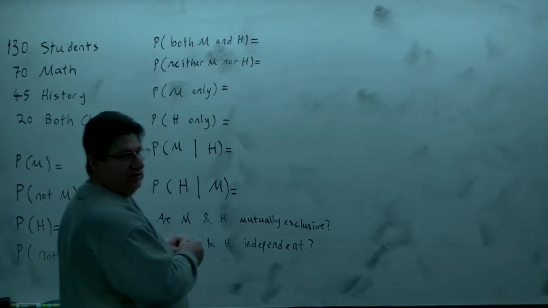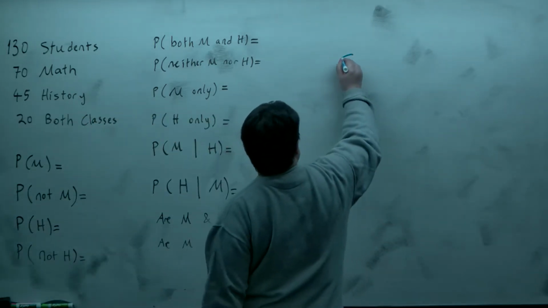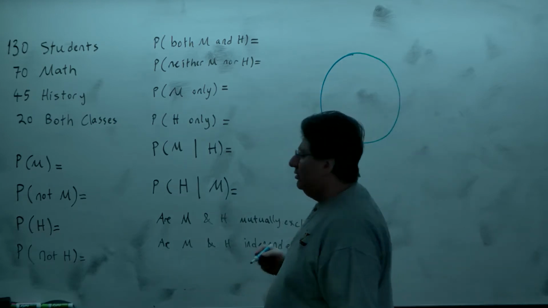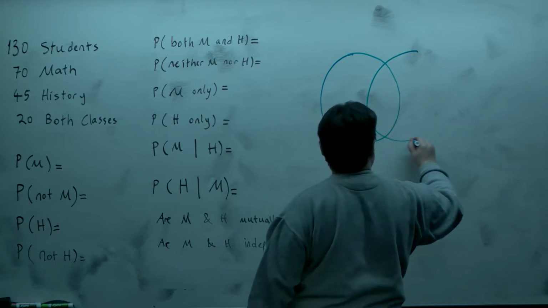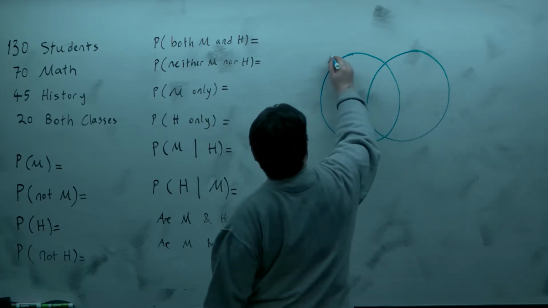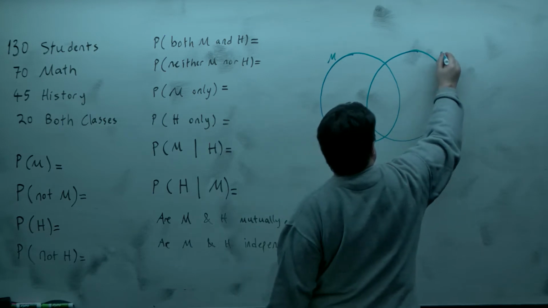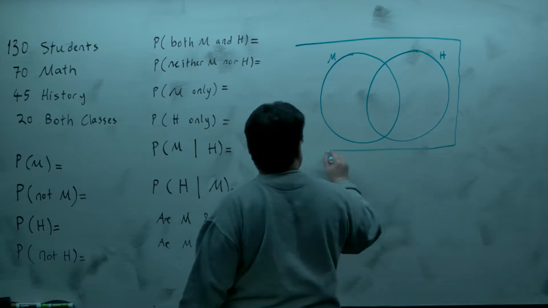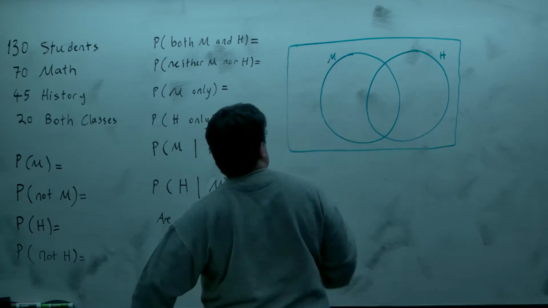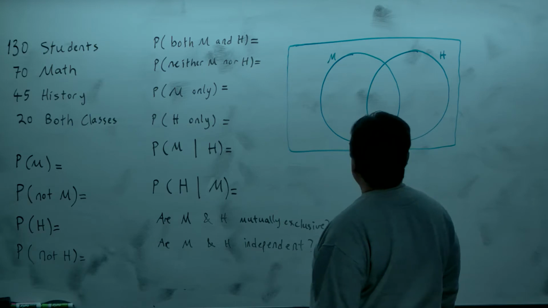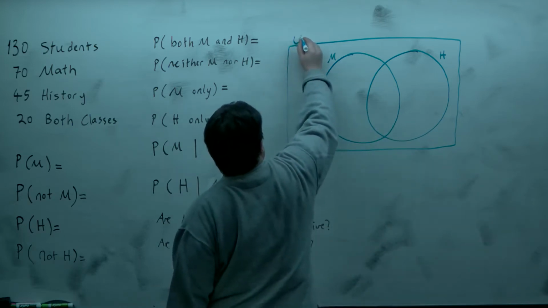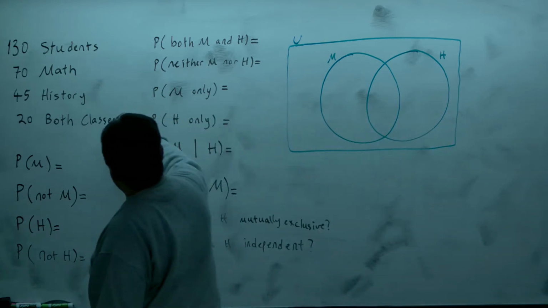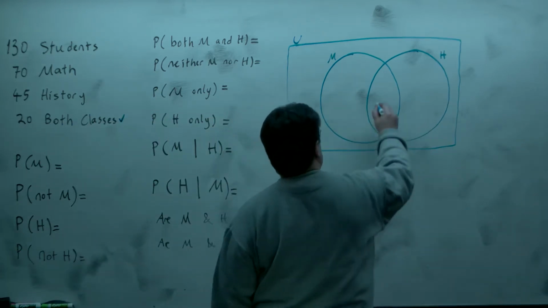So let's construct the Venn diagram. There are students who take math, who take history, who take both history and math, and who take none of these. This is the most general case. So we start with the people who take both classes. 20 people take both classes. That goes right here.